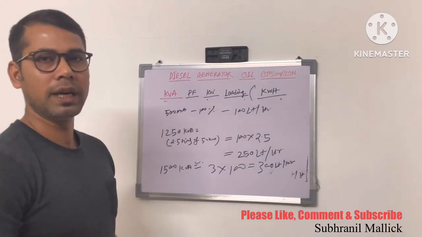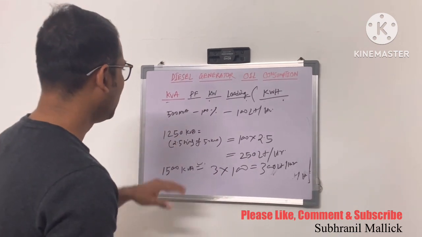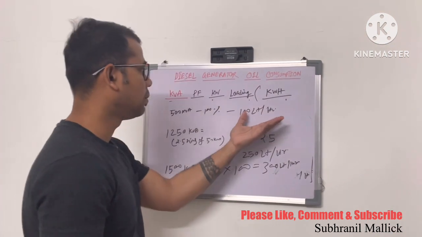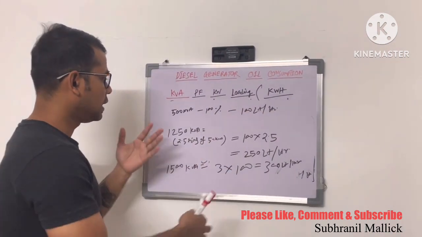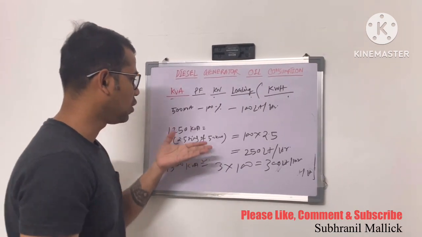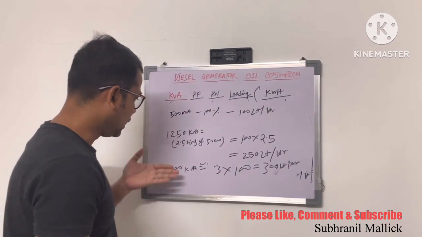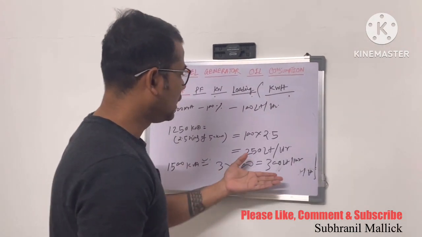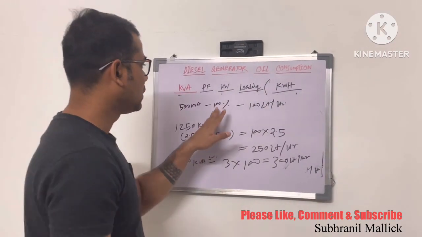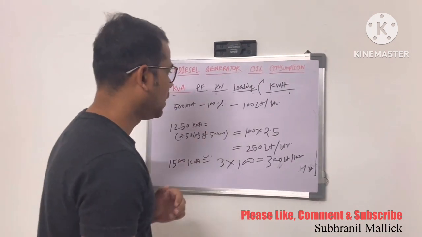So you don't need to calculate or burden your head. Always remember that a 500 kVA DG at 100% loading consumes 100 liter per hour of diesel oil. Then with common sense, a 1250 kVA DG is 2.5 times 500 kVA, and a 1500 kVA DG is 3 times 500 kVA, so you can easily calculate 250 liter per hour and 300 liter per hour. But these are all for 100% loading. If 80%, 75%, or 60% is mentioned, then you have to calculate accordingly.